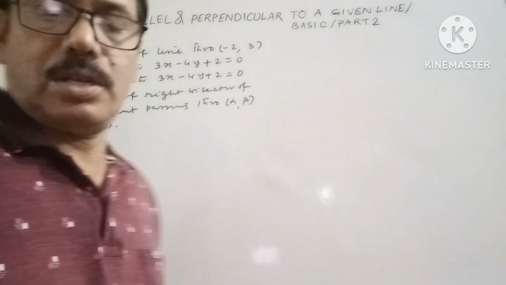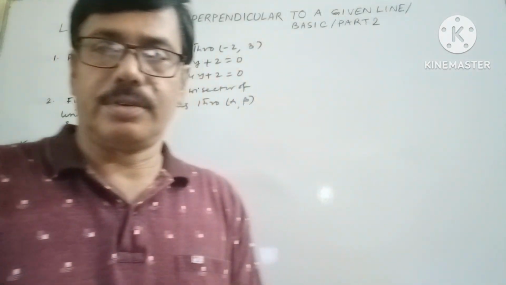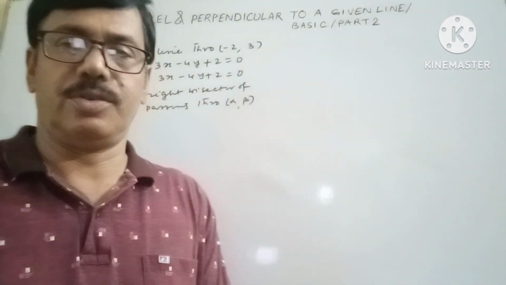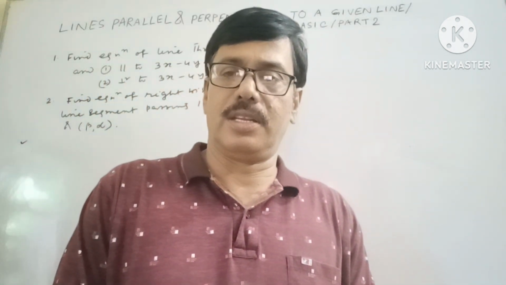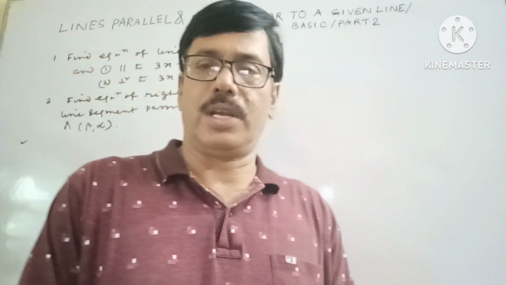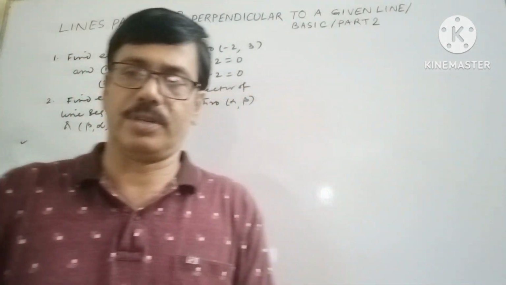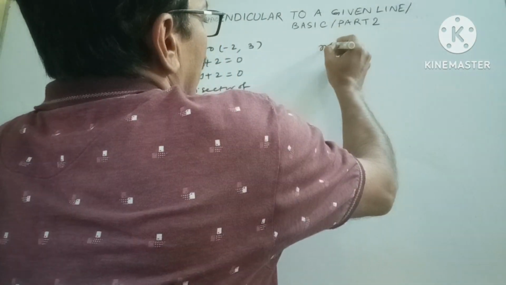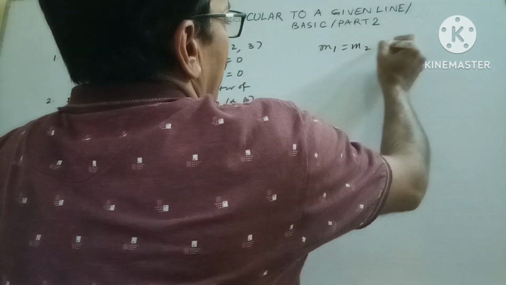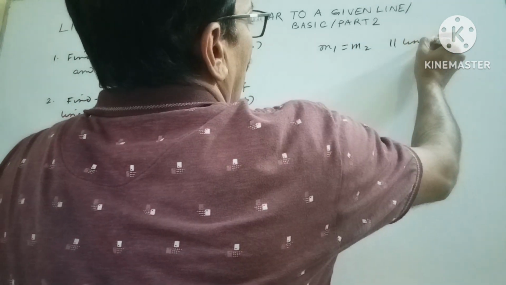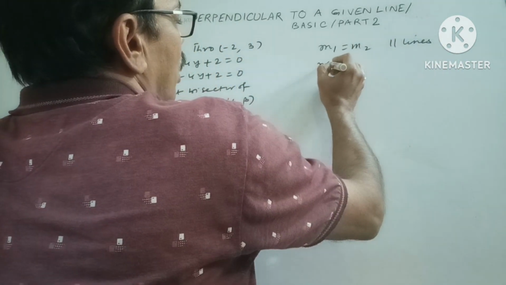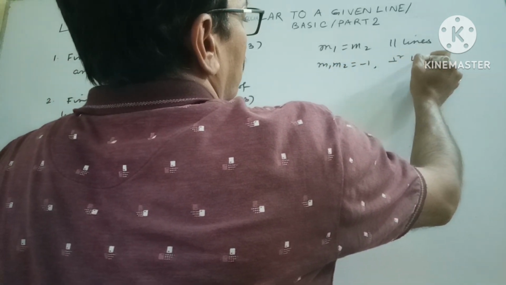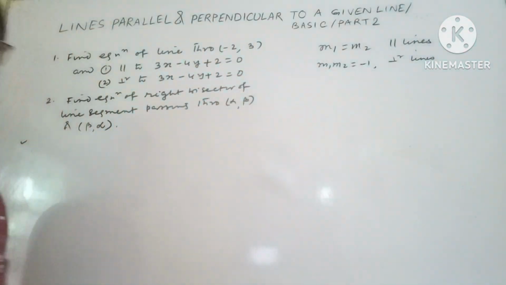Now, in previous class we have learned how to find angle between two lines. That is tan theta equals m1 minus m2 by 1 plus m1 m2. And two lines are parallel if m1 equals m2, and perpendicular if m1 m2 equals minus 1. So this is the condition of perpendicular lines.